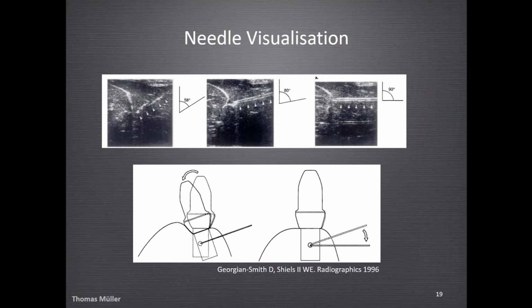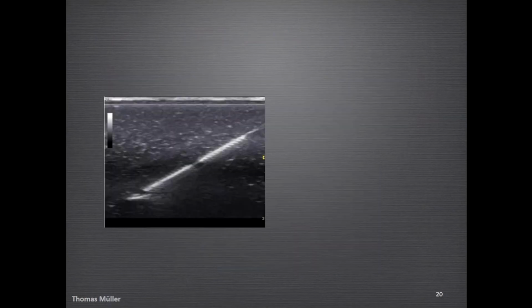And what you can see here, it is of importance what is the angle between the needle and our beam. And when the angle is almost perpendicular, 90 degrees on the right side, you have the best needle visualization. Of course, aside from the mamma, from the breast biopsy, it is hardly possible to have a 90-degree angle, but try to get the angle as large as possible in order to have better needle visualization.